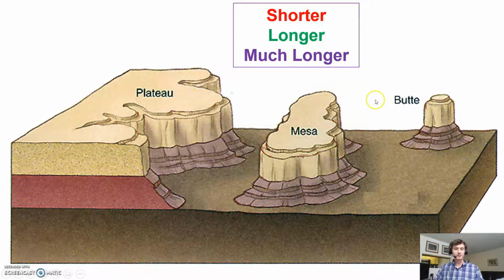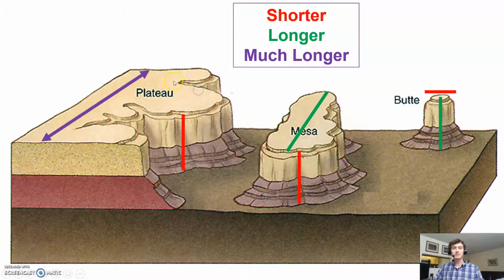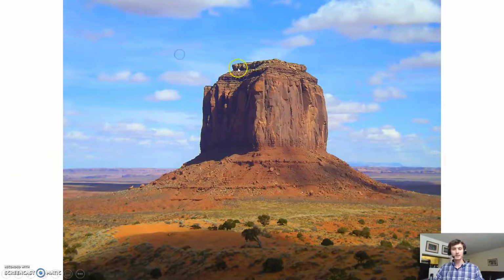So we look, we got our butte. It is tall, it is skinny. It's much longer vertically than it is horizontally, as opposed to the mesa. It is shorter vertically, longer horizontally, much wider, and the plateau, which is maybe not exactly short if you're standing and looking up at it, but much wider, longer than it is tall.